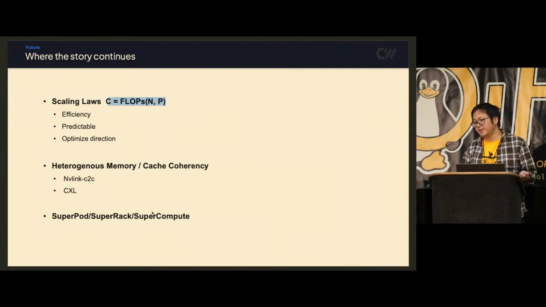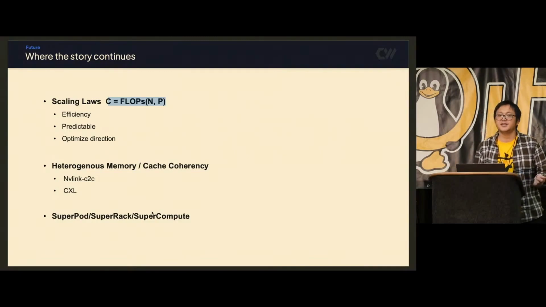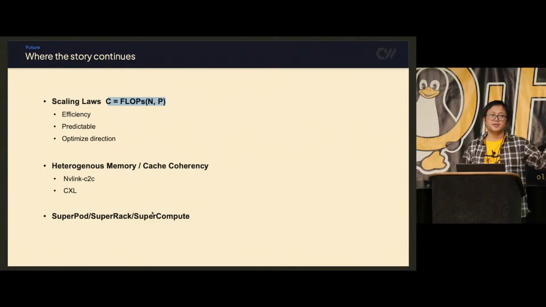Like NVLink C2C, it actually mitigated the bottleneck between CPU system memory and GPU memory. They improved the performance by like 5 times. And also CXL, which is also popular, they are trying to build a system memory pool for all the training process. Unfortunately, CXL is too slow. It's mostly used for the inference side. NVLink C2C is actually for the training.